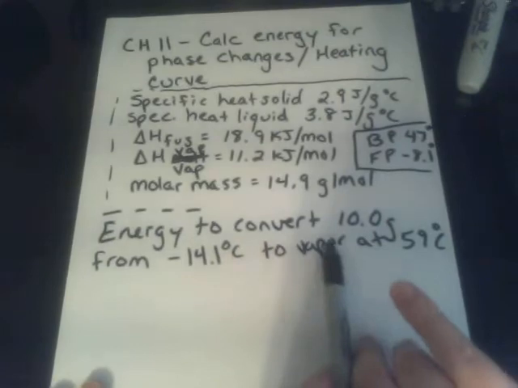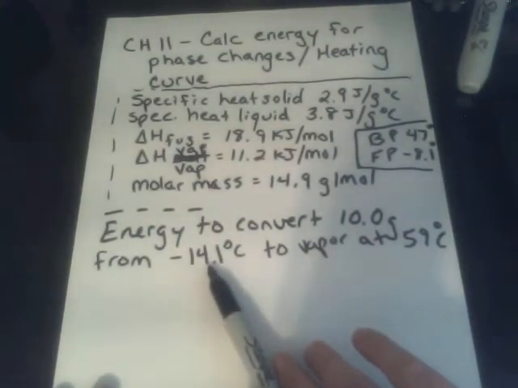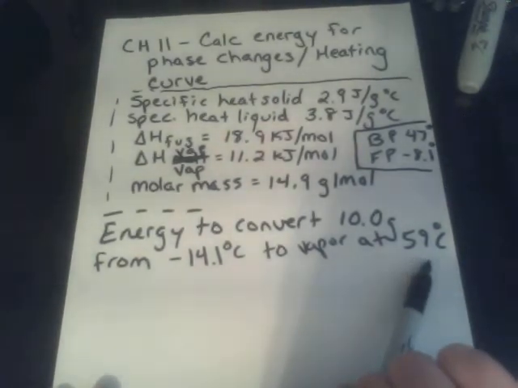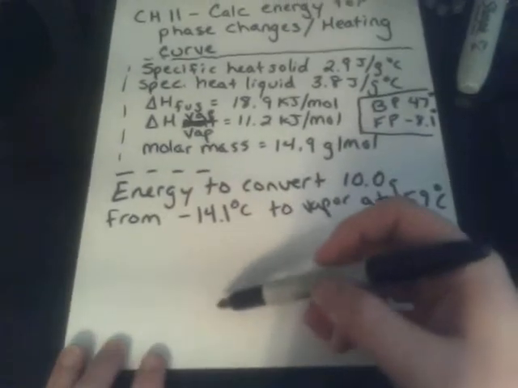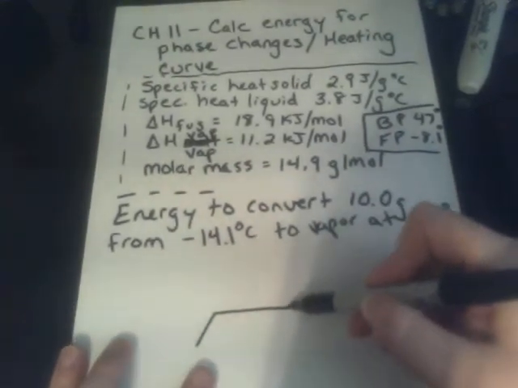The problem that I'm making up is: what if we have 10 grams at negative 14.1 degrees Celsius and we're trying to go to a vapor at 59 degrees Celsius. So let's draw the heating curve for this specific compound.